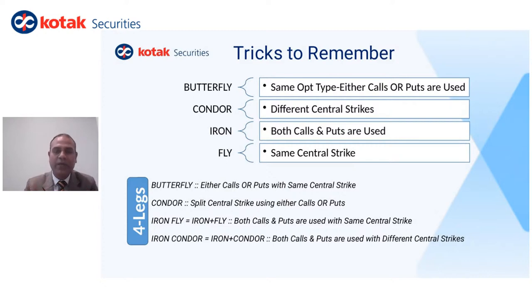The third point is, when do I use the word iron? Iron means you are using both calls and puts, right? If you mix these things, then on the bottom, there is this butterfly. Butterfly means the same central strike price. Condor means the central strike price is divided. It's not the same. Now, if you mix iron fly, what will this mean? Iron means call and put are both being used. And since it's a fly or a butterfly, the central strike price is the same. It's not divided. But if I split the central strike price, then it will be called an iron condor.